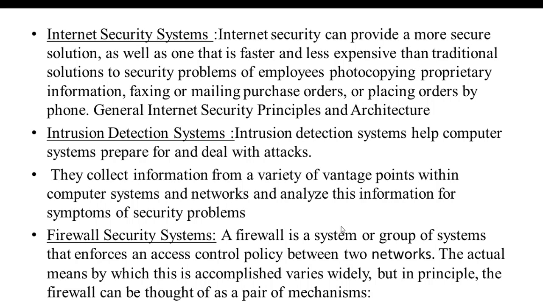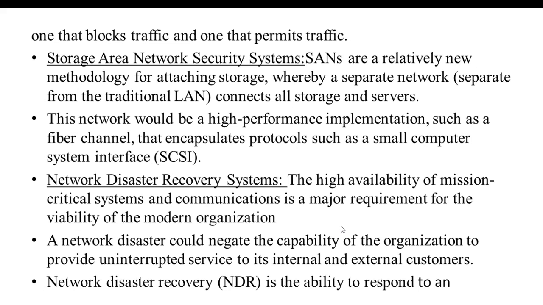And the next one is a firewall security system. A firewall is a system or a group of systems that enforces an access control policy between two networks. The actual means by which this is accomplished varies widely, but in principle, the firewall can be thought of as a pair of mechanisms: one that blocks the traffic and another that permits the traffic.